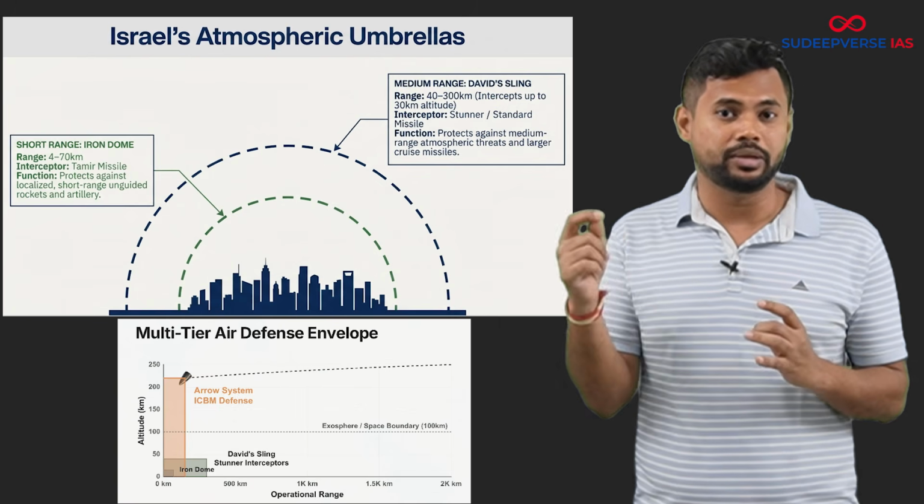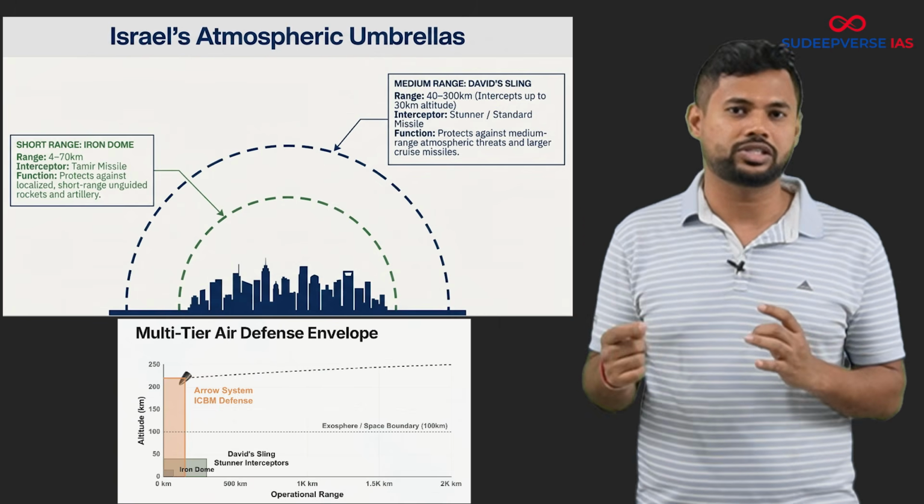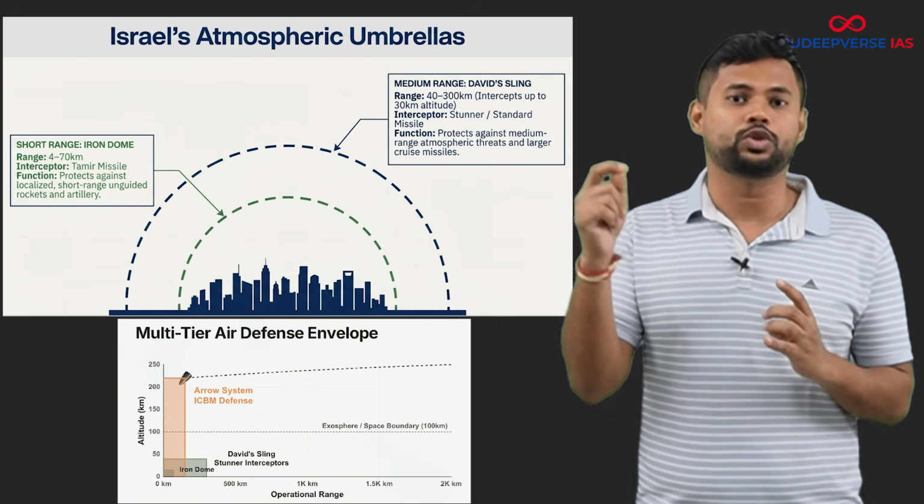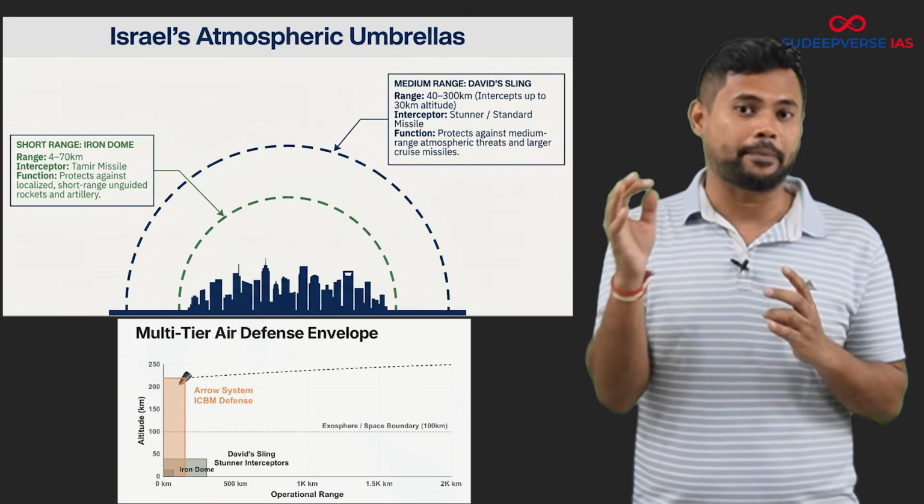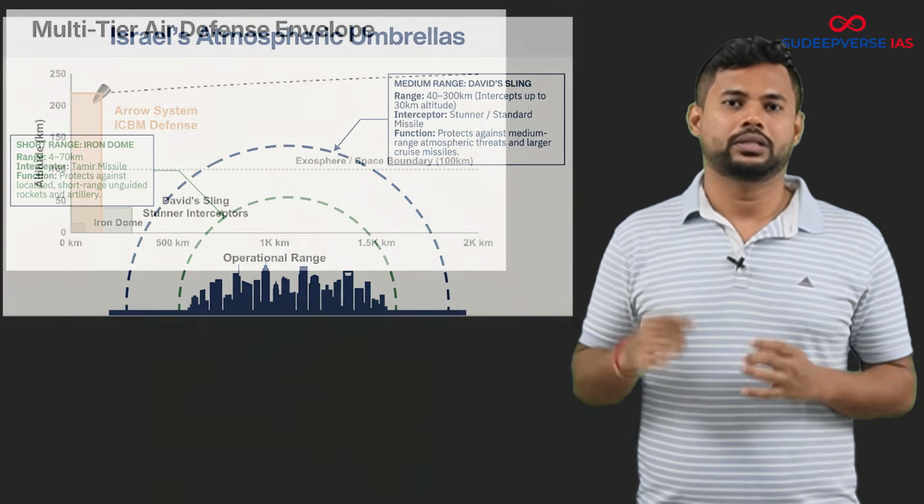The next is the medium range, which is called David's Sling. The interceptor missile in the medium range, David's Sling, is the Stunner missile. The range of the Stunner missile is 40 to 300 kilometers. That means the interception can happen from 40 to 300 kilometers in the atmosphere. The next is long range.